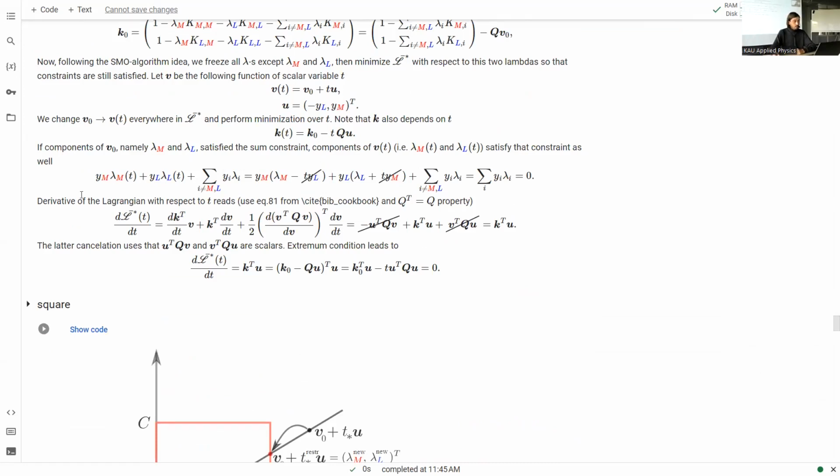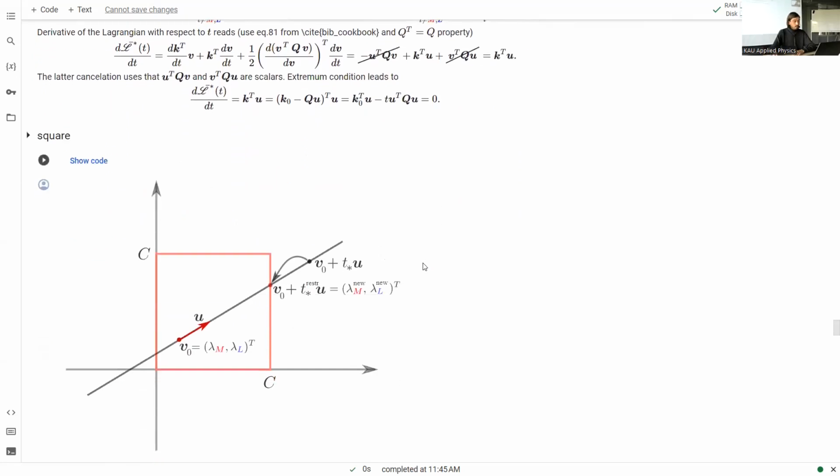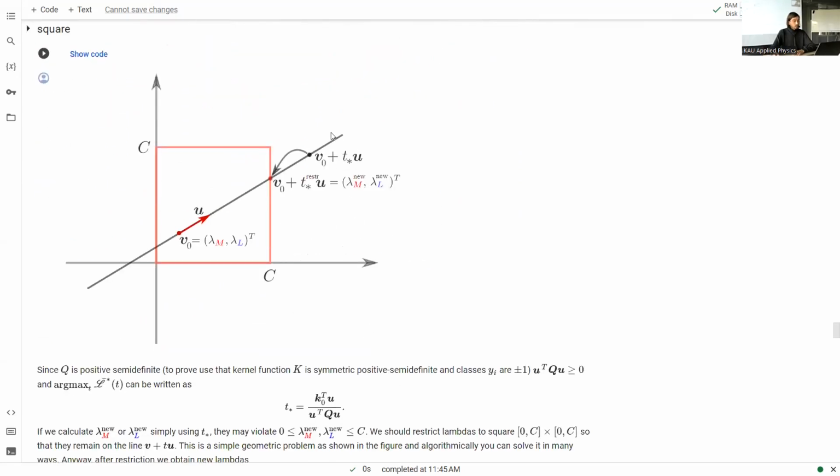I do all those derivatives, and here is the result that I get, and I can find this value of parameter t. I'm describing my points on this line in vector fashion. I'm taking some vector u and multiplying it by parameter t. I have some initial point v0, and I can describe the whole line by changing t from minus to plus infinity.